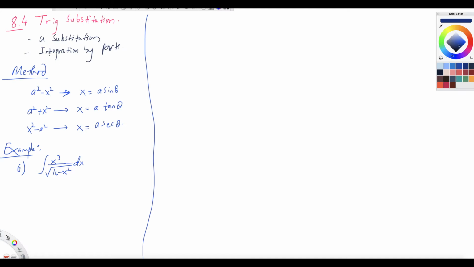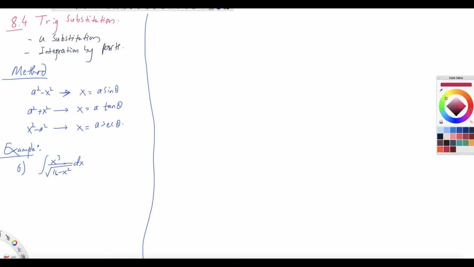Next we learned integration by parts, right? That is another technique of integration, where the integrand, the function inside the integral, is a product of two functions, and then you use integration by parts or the product rule. So now we are going to learn about the trig substitution.